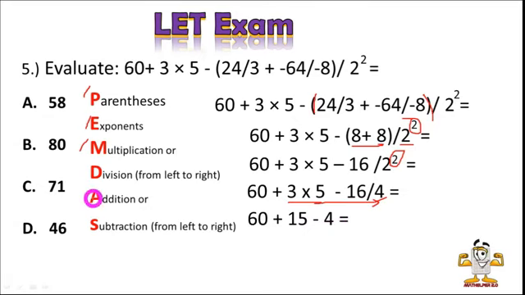So, next is addition. 60 plus 15 is 75 minus 4 is 71. So, correct answer is 71.